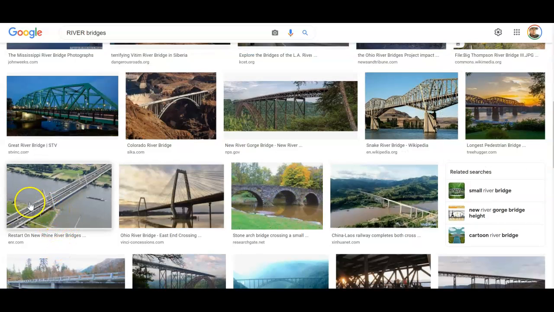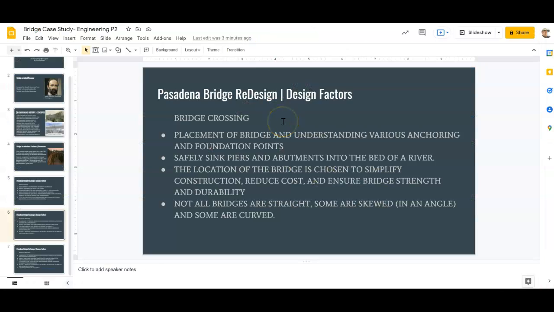This becomes a shorter distance across than from here. And that shorter distance across means less material. So it's overall cheaper. Brings down the cost and saves clients and cities and everybody money.